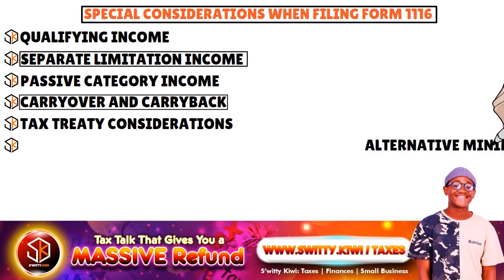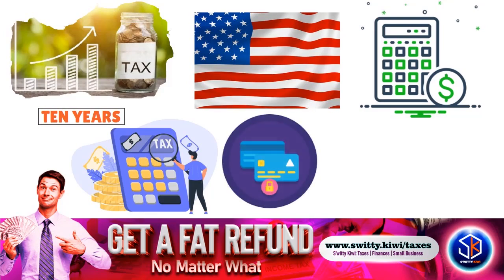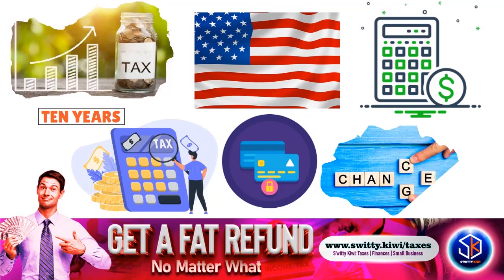You also need to think about the AMT, the alternative minimum tax. If you're subject to the AMT, your foreign tax credit may be limited. The rules for calculating the foreign tax credit under the AMT are different from the regular tax calculation, and those are things you need to pay attention to. And please don't forget to pay attention to the Form 1116 instructions also, and those are changing all the time.